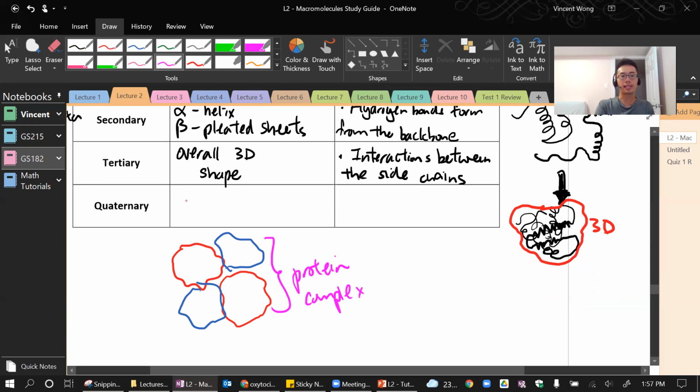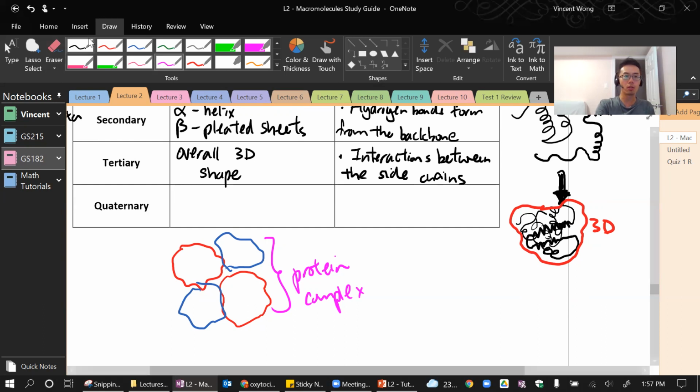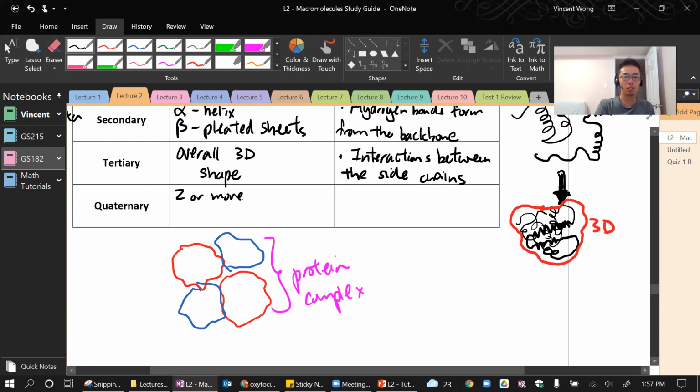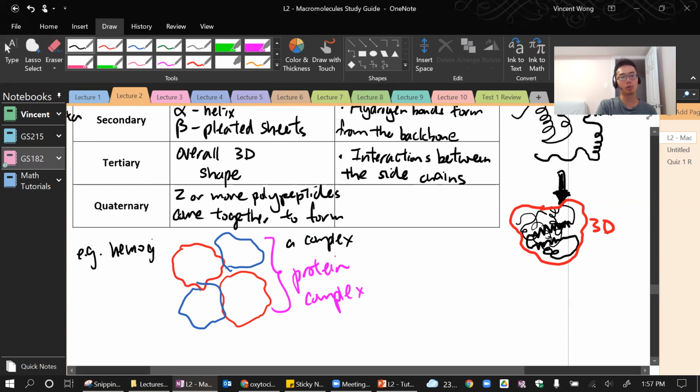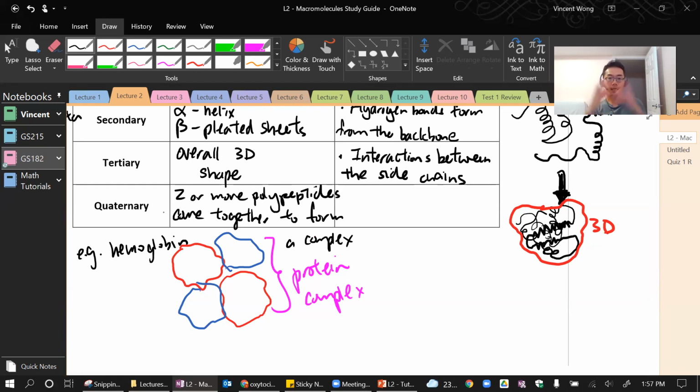Okay, so that is the fourth level of shape. So this is when two or more polypeptides come together to form a complex. An example of this would be hemoglobin. In the lecture I showed you, hemoglobin has 2 alpha chains and 2 beta peptides, and they would make up the entire protein.